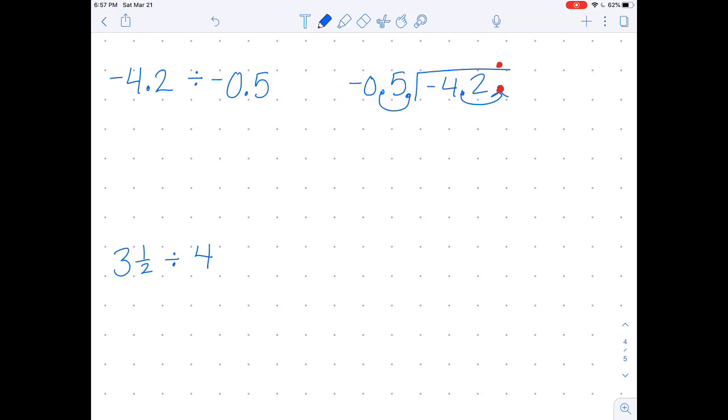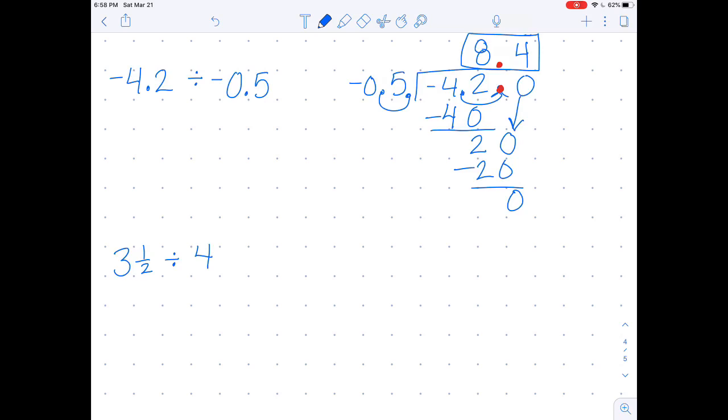So now, how many times does 5 go into 4? None, so I'm not going to put anything above the 4. How many times can 5 go into 42? 8. And I've got 40. 8 times 5 is 40. We subtract, there's 2 left, and I can fill in a 0 at the end after the decimal. So I'm going to drop the 0 down. How many times does 5 go into 20? 4. 5 times 4 is 20. Subtract. There's nothing left, so we can stop there. Our answer is 8.4.